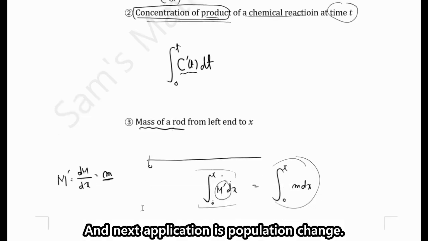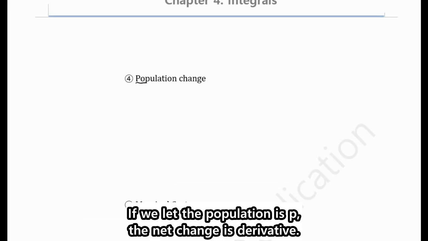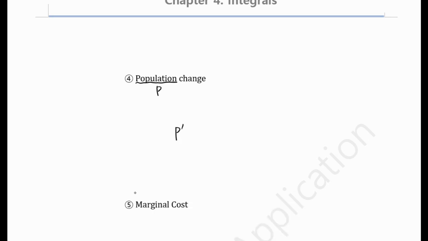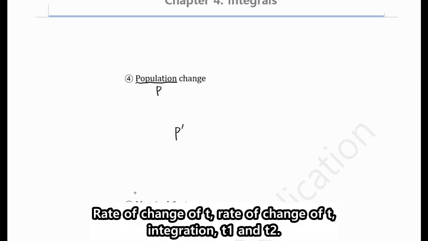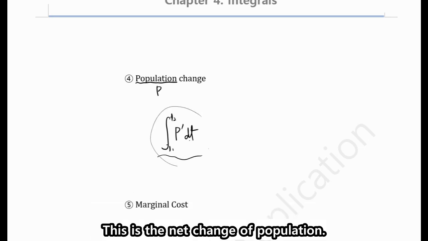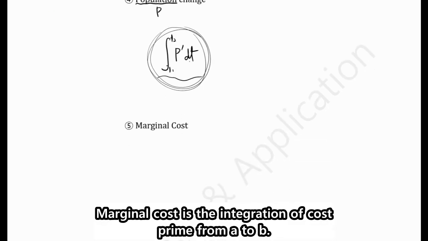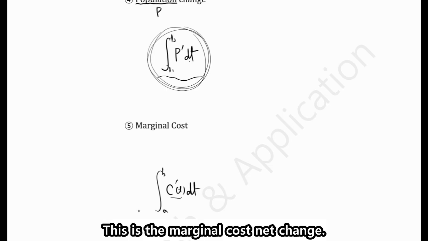The next application is population change. If we let the population be p, the net change is the integral of the derivative, the rate of change of p, from t1 to t2. This is the net change of population. The marginal cost is the same. Marginal cost is cost prime, and the integration of cost prime from a to b is the net change of the marginal cost.